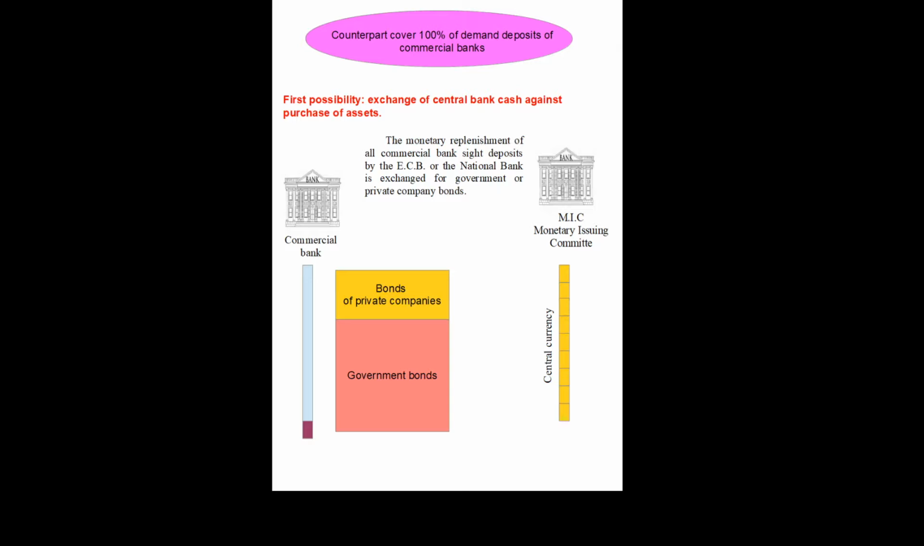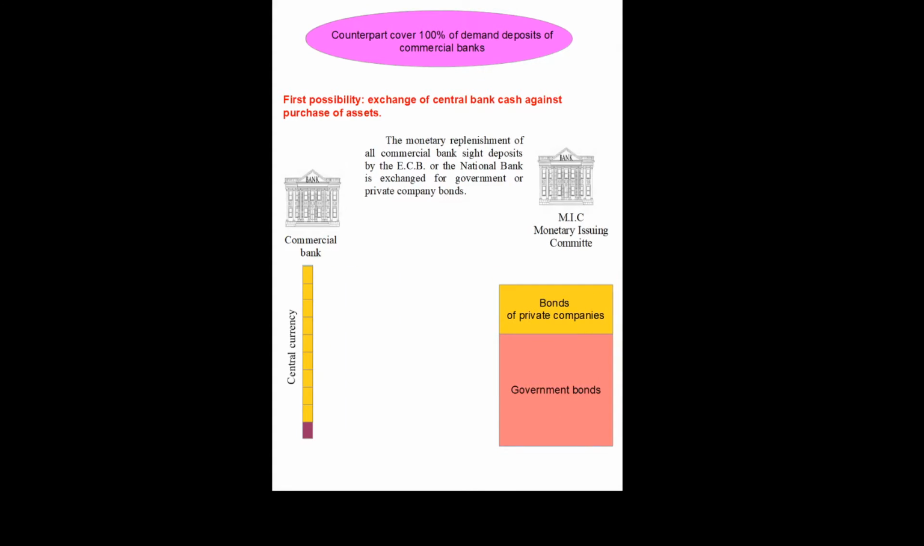The central bank currency issued by the MIC would cover demand deposits of commercial banks. In exchange, commercial banks would cede government and corporate bonds to the MIC. A very important point: in this exchange, there would be no increase in the mass of currency in circulation and therefore no inflation. There is a second possibility, interest-bearing loans against central bank currency.